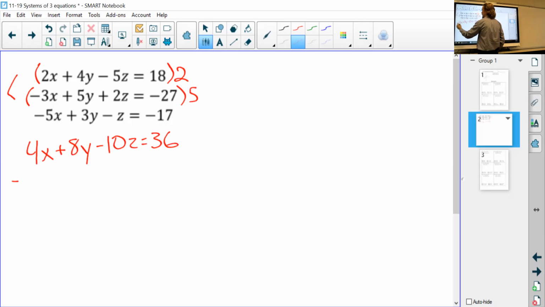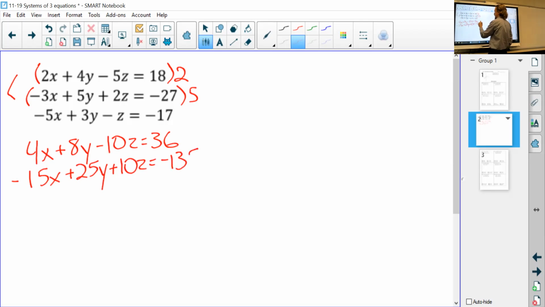And then on the bottom, -15x plus 25y plus 10z equals -135. Okay. Definitely check your work as you go. Take your time, because if you make one little mistake somewhere in your arithmetic, everything else is going to be messed up. So take your time.